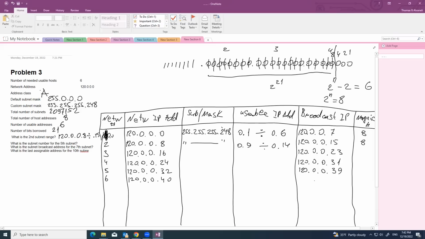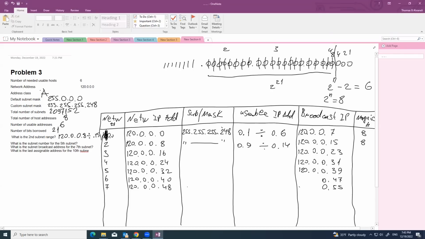The broadcast address would be here. I'll not type the first 2 octets, I'll type only the last 2 octets. Here would be 0.47. The 7th would be 120.0.0.48. It would be 55, 0.55.